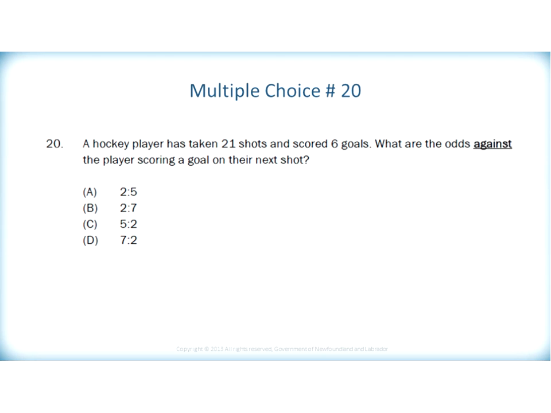Multiple choice number 20. A hockey player has taken 21 shots and scored 6. What are the odds against the player scoring a goal on the next shot? So we're going from probability now to odds. So you see that the probability they will score is 6 over 21. That's the probability of scoring. The probability of not scoring is going to equal 15 over 21.